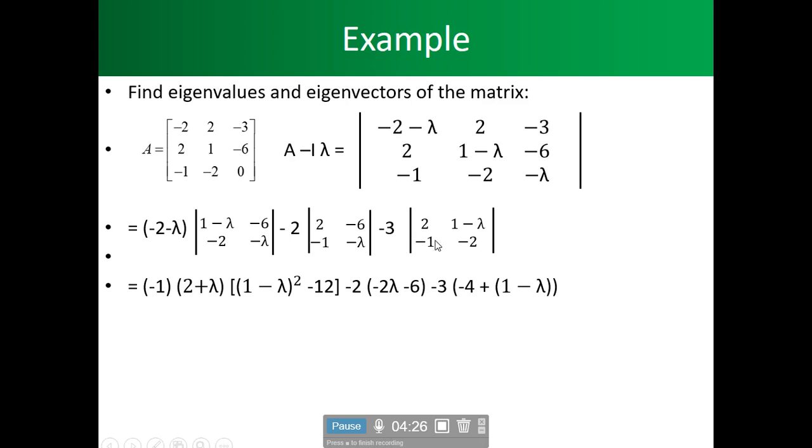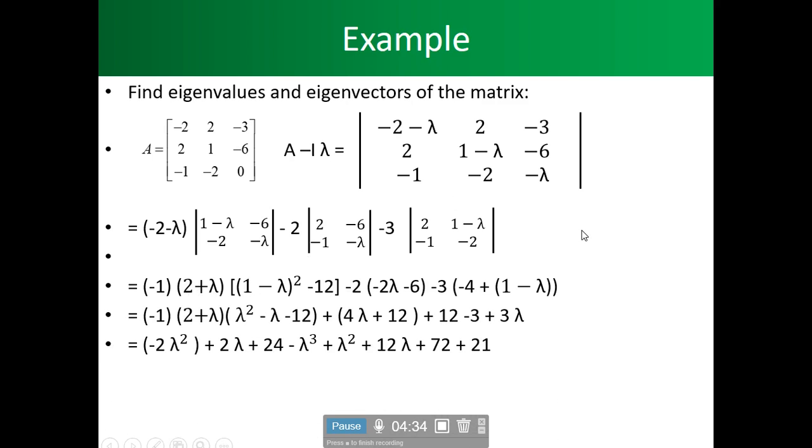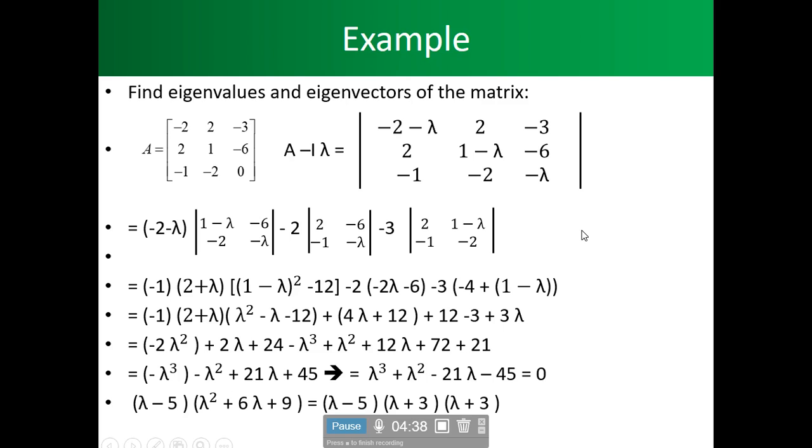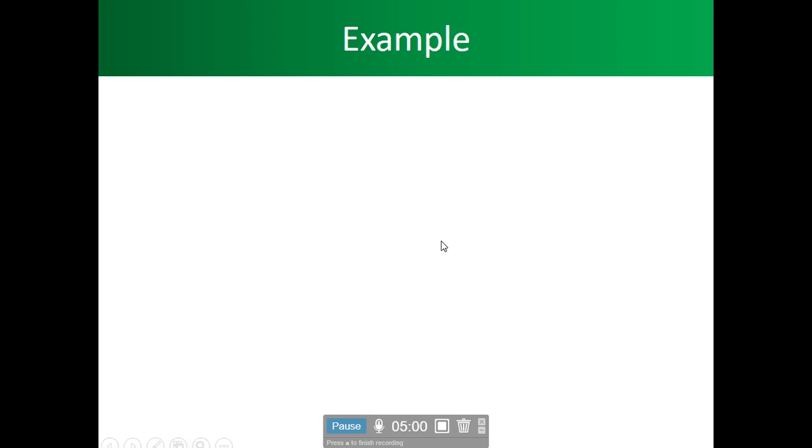At that point, we just continue to multiply as we go through each line. We'll let you go through each line to verify your calculations. And what we find out is that we have 3 roots. Lambda equals 5, lambda equals minus 3, and lambda equals minus 3. So we have minus 3 twice. It's called the degenerate eigenvalue.